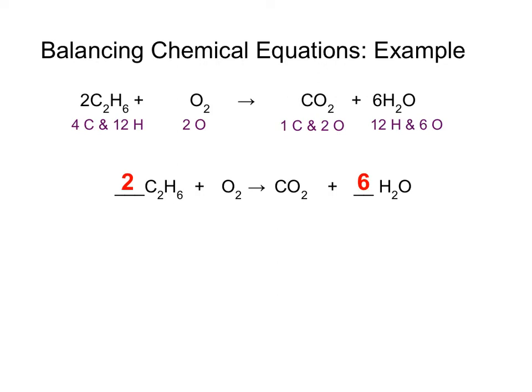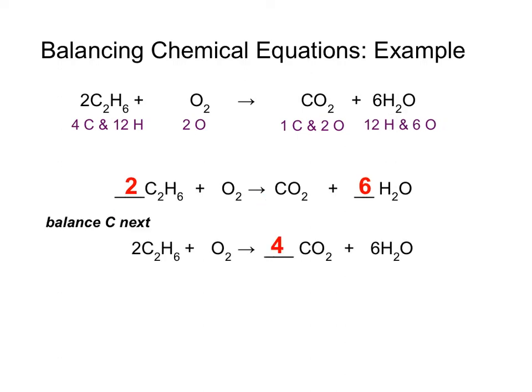Now, let's go ahead and take care of our carbon atoms. Again, we have 4 in our reactant side and only 1 in the product side. And so we can change our number of CO2 molecules to 4. Now we have 4 carbons in our product side as well.